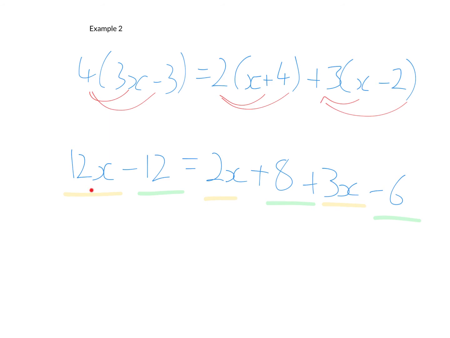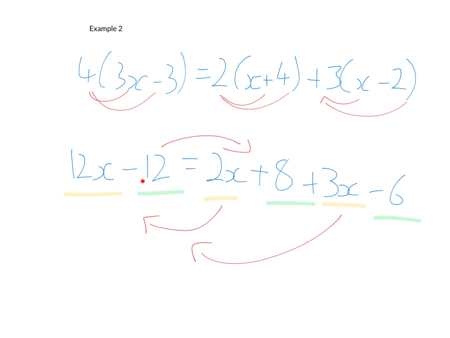So I'm going to bring all the x's over to the left hand side. My 12x, my 2x, my 3x are going to end up on the left hand side over here. Then all my constant numbers, my minus 12, my 8, and my minus 6 are going to be on the right hand side. So to do that, I'm obviously going to have to change some of them around. I'm going to have to bring my 2x over to the left hand side, my 3x over to the left hand side, and the minus 12 is going to have to go over to the right hand side. So that will be all of my x terms on the left, all of my constant terms on the right hand side over here.